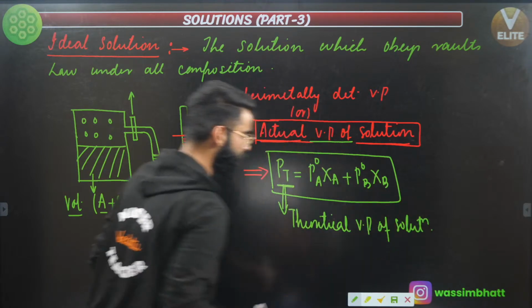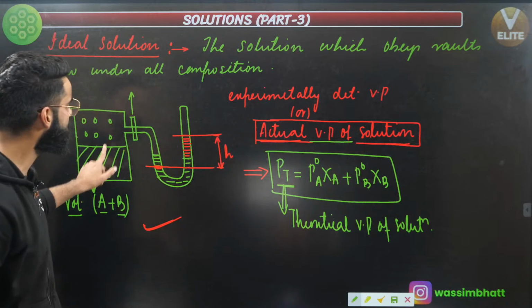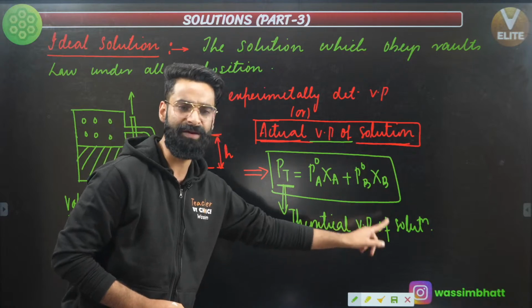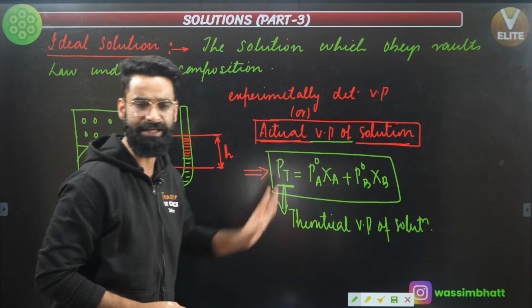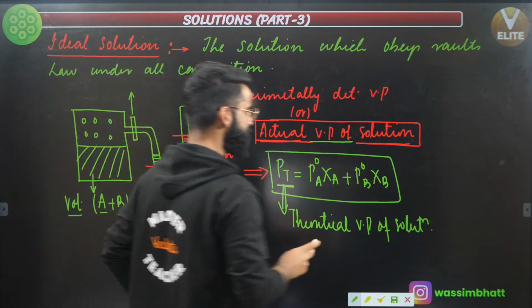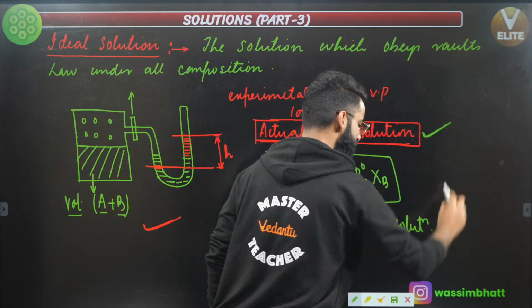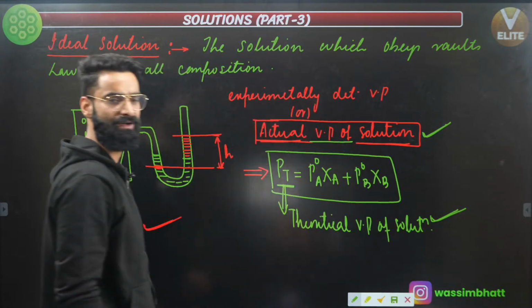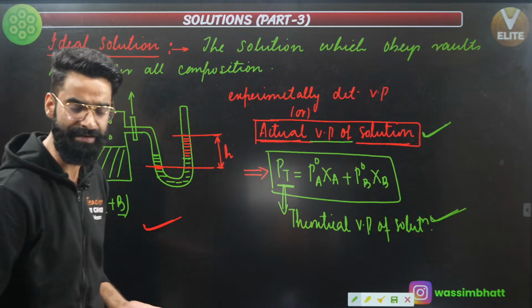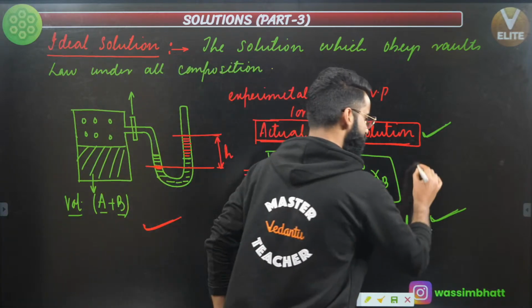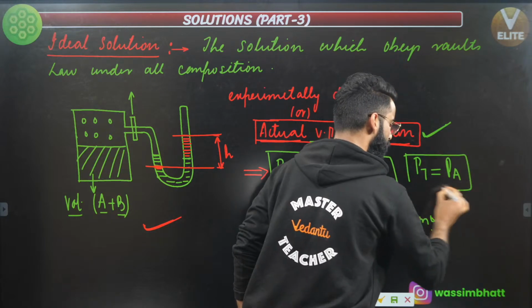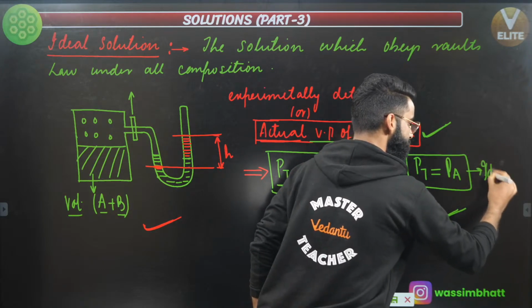Correct? I'm sure you're clear with the two terminologies. One is the actual vapor pressure of the solution, which I'm calculating by means of this instrument, the manometer. One is the theoretically determined vapor pressure of the solution, which I'm calculating by using Raoult's law, right? Well, people, there are certain solutions in which the actual vapor pressure and theoretical vapor pressure come out to be the same. And those solutions in which the theoretical vapor pressure and actual vapor pressure come out to be the same, we call those solutions ideal solutions.